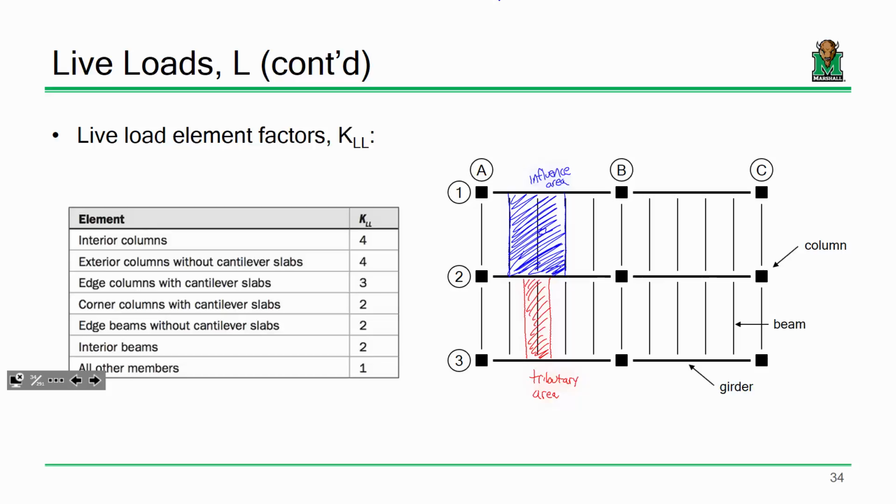So, for instance, if I'm looking at a column, okay, can I go ahead and erase this? Has everybody got this? Okay. So if I'm looking at a column, the tributary area for, let's say, B2, this interior column, is going to be about like that. That's the tributary area. The influence area is all the way over.